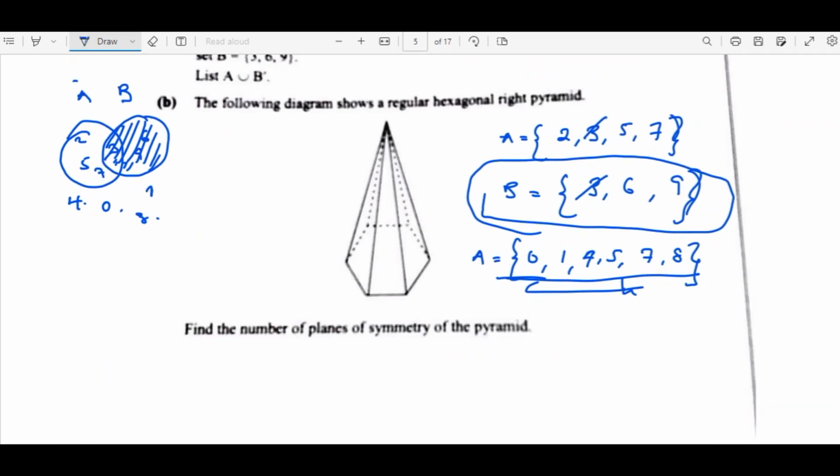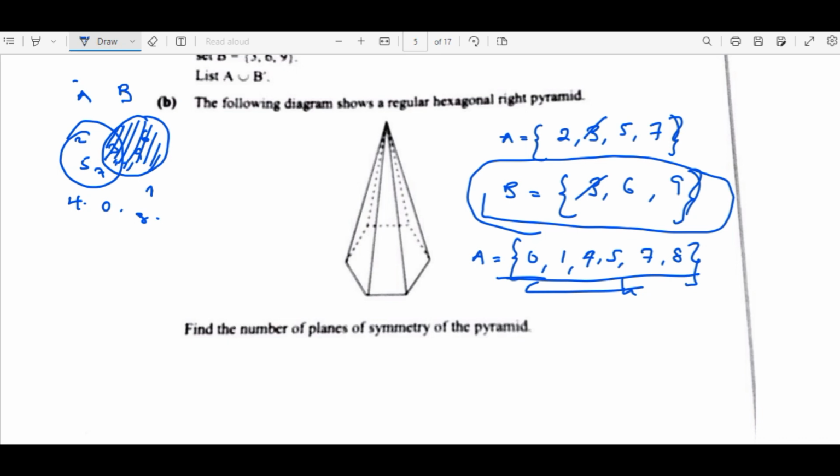So let us look at the other one. The following diagram shows a regular hexagonal right pyramid. So this is the hexagonal right pyramid. Find the number of planes of symmetry of the pyramid.